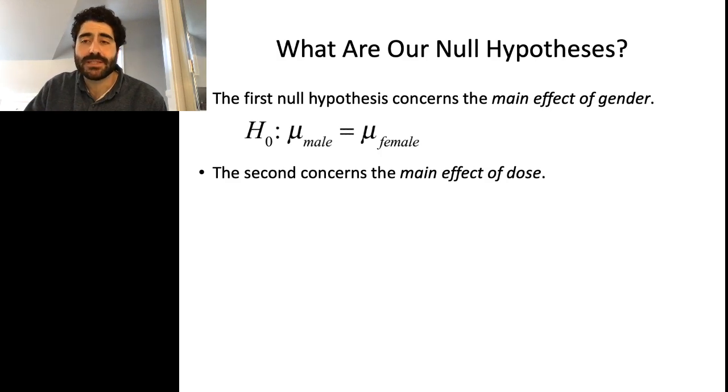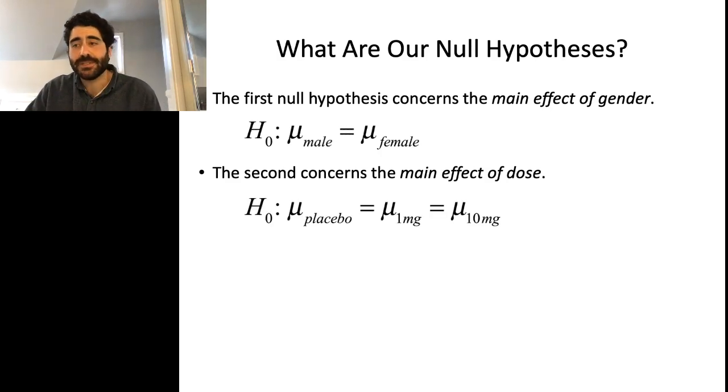The second null hypothesis is for our second factor, which in this case is dose. Again, this is the extreme null hypothesis, which is that all 3 groups are identical. So the population response to any dosage of this drug is the same. If we reject this null, all it means is that at least one of these groups is different from the other 2.